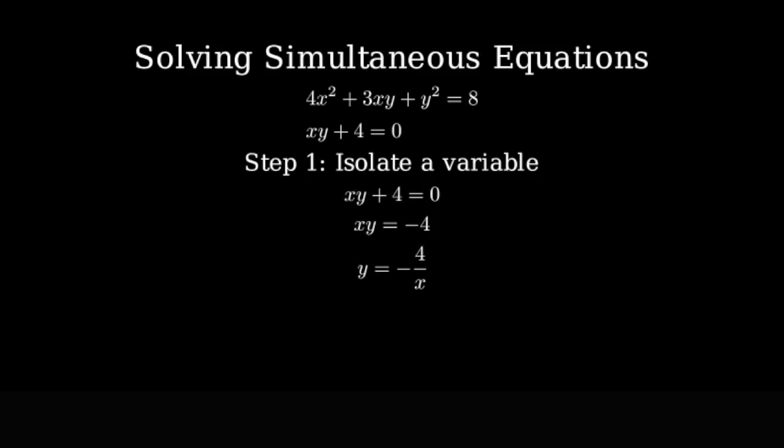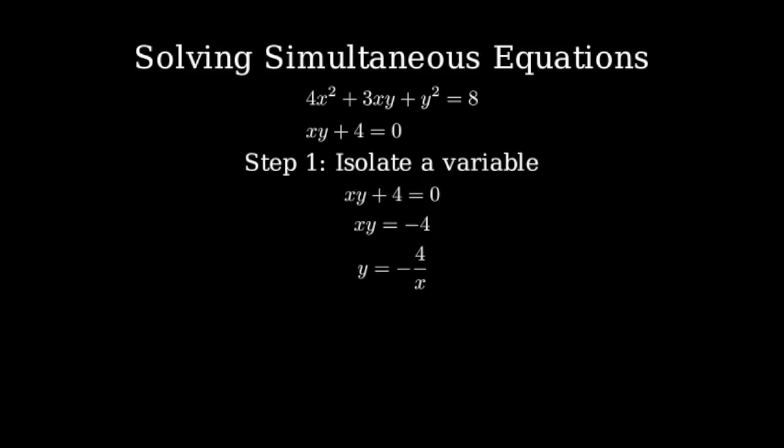We can rearrange it to solve for y. Subtracting 4 from both sides gives xy equals negative 4. Then, dividing by x, we get y equals negative 4 divided by x. Remember, this is valid only if x is not equal to 0. Step 2. Substitute this expression for y into the first equation. We replace every y in the first equation with negative 4 divided by x. So, 4x squared plus 3x times negative 4 over x plus negative 4 over x squared equals 8.